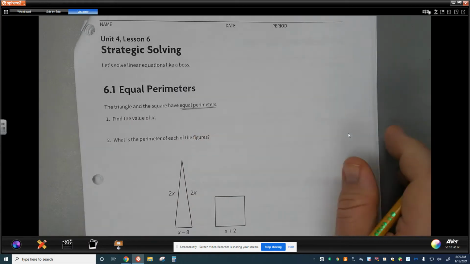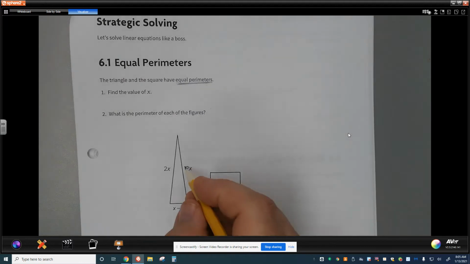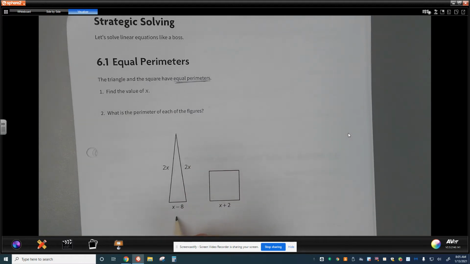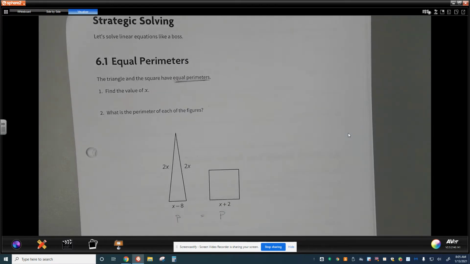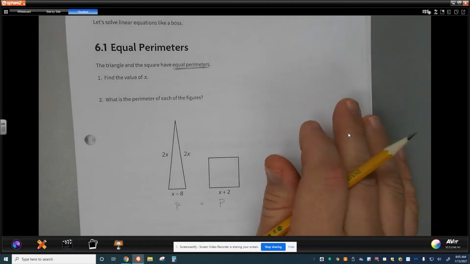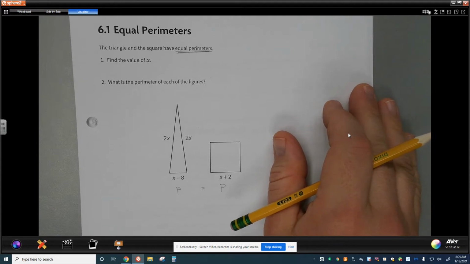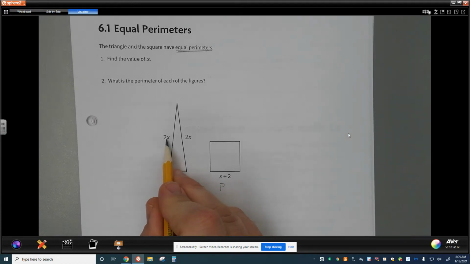That's kind of a big deal, because if they have equal perimeters, then when we think about the perimeter, the capital P here and the capital P here, those perimeters are equal to each other, which means we can set up an equation to solve for x so we can actually find the perimeters. So here we go. Perimeter is the total distance around the figure.